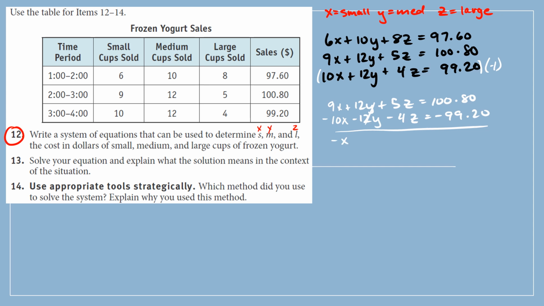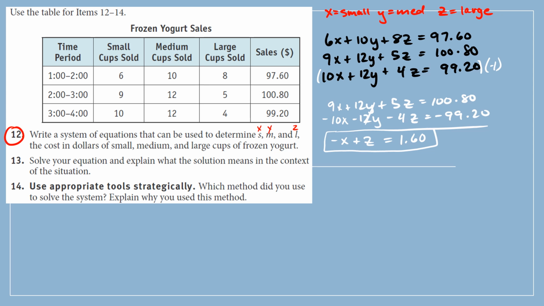So I'm going to have -x plus z equals, and this is why you definitely want a calculator here. There's so many little things that could go wrong. Be cautious and focus on attention to detail and precision. So when you do $100.80 minus $99.20, what are you going to get? $1.60. Okay, so there is an equation in two variables.